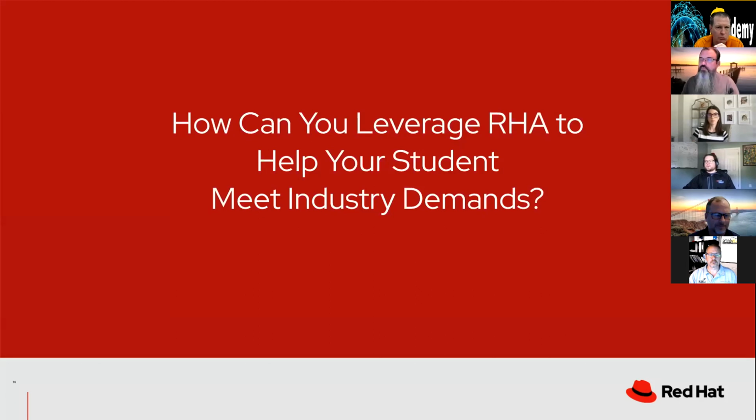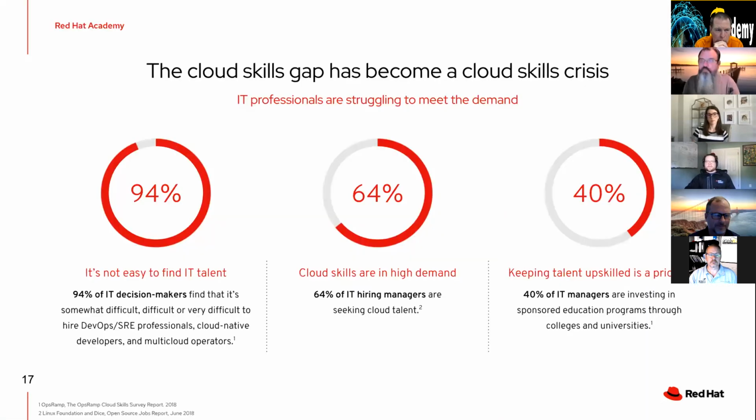And so how can you leverage RHA to help your students meet industry demands? We've talked about cloud, and really, the skills gap has become a cloud skills crisis, I guess you could say. So it's in demand. 94% of IT decision makers are finding it somewhat difficult or very difficult to find DevOps, SRE professionals, cloud native developers, and multi-cloud operators. So really the demand is there.